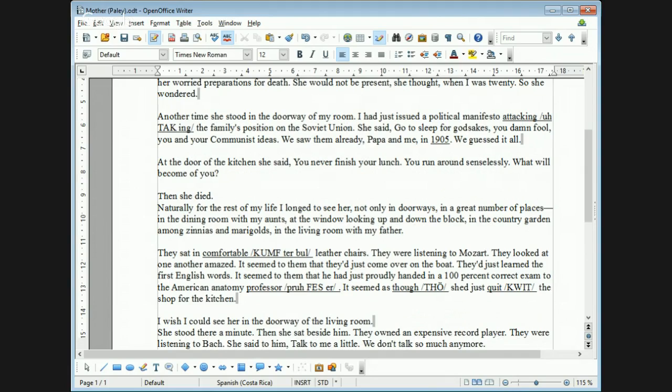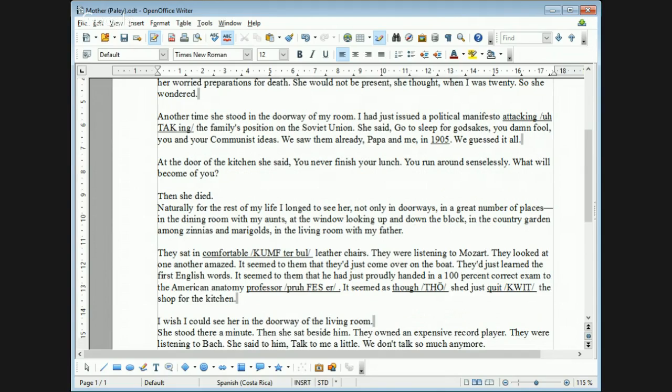And so she's talking about a memory of her parents when they were sitting in these comfortable leather chairs, listening to Mozart, and being happy. They're looking at each other like they're surprised. And then she talks about maybe why they feel surprised, like they just came over on the boat, they just learned their first English words, he just handed in this exam, she just quit. So she's talking about the story of their life to some extent.